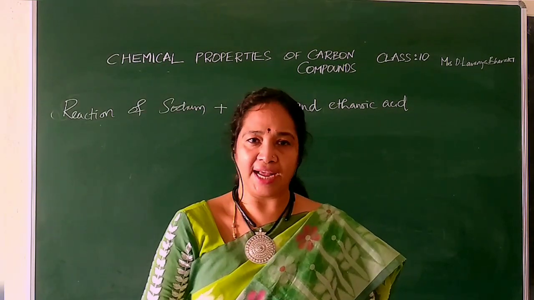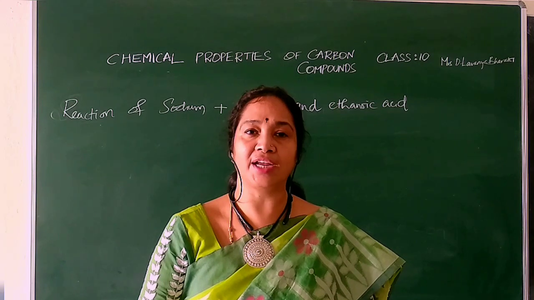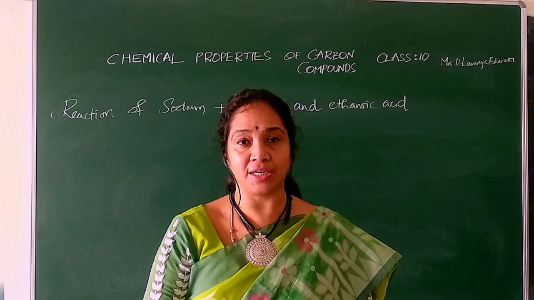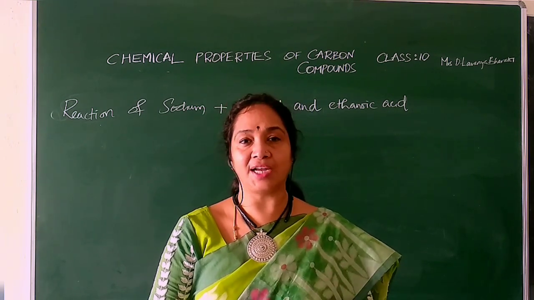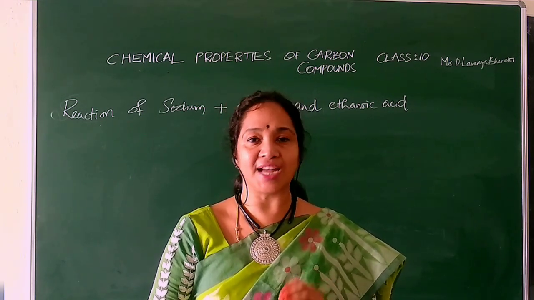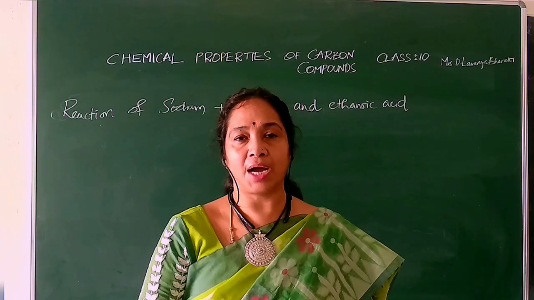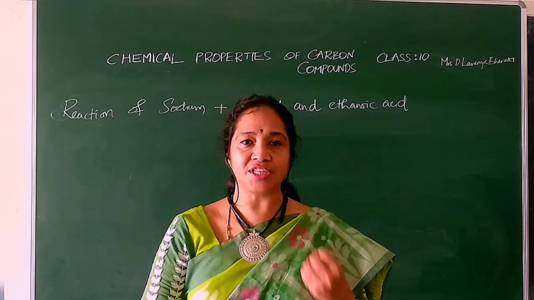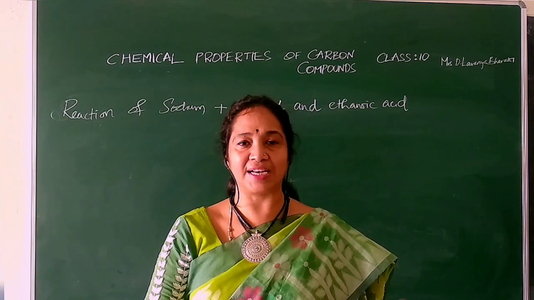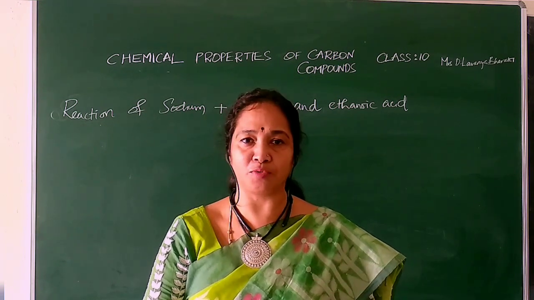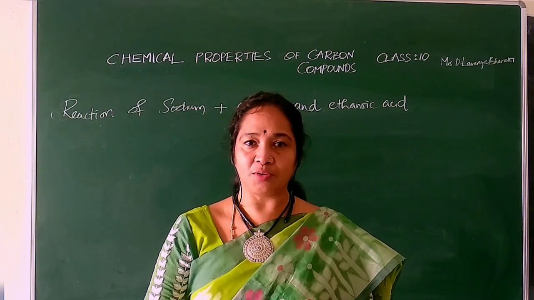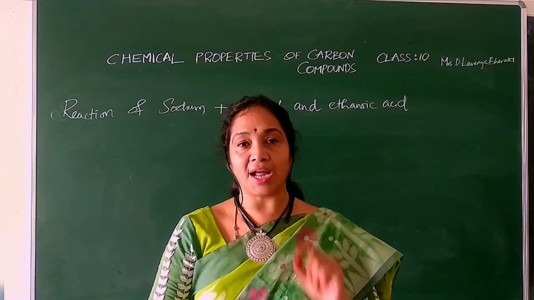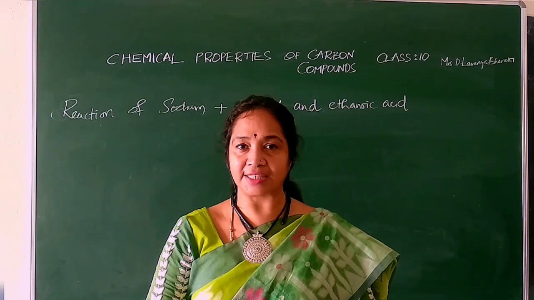Ethanol and ethanoic acid. Ethanol is an alcohol. Ethanoic acid is a carboxylic acid. Here I am going to explain how sodium metal reacts with ethanol and ethanoic acid. In both the cases, hydrogen gas is evolved. You know about hydrogen gas. Hydrogen gas is evolved as a colorless, odorless gas, and it burns with a pop sound. In both the cases, hydrogen gas is evolved, but the compounds that are formed when sodium comes in contact with ethanol and with ethanoic acid are different.